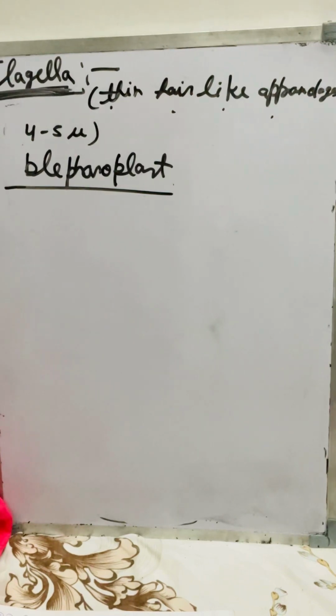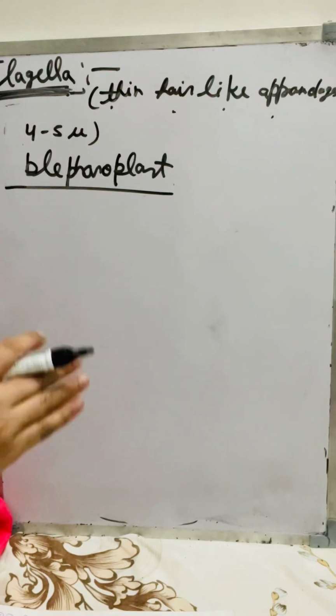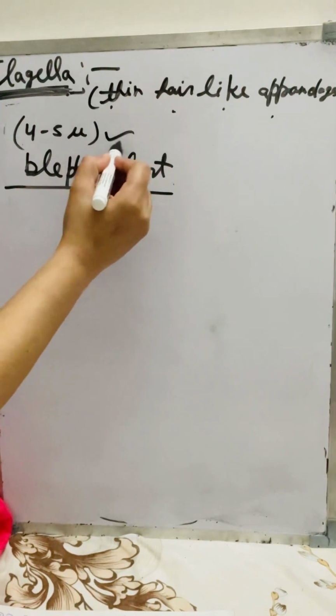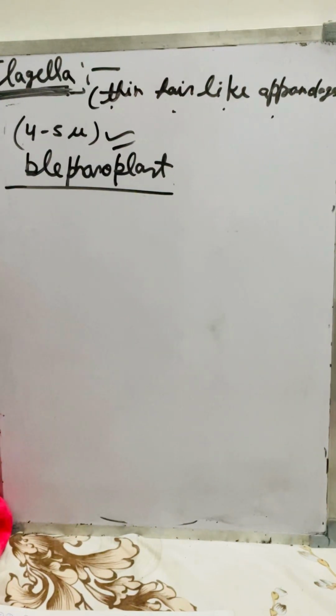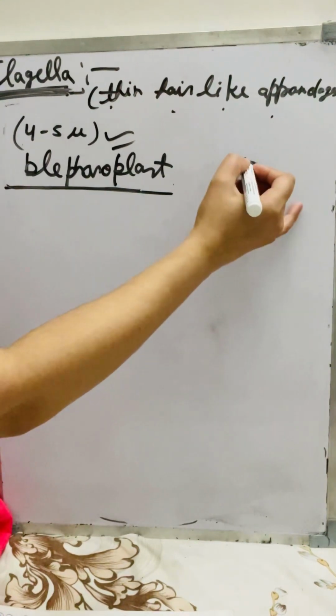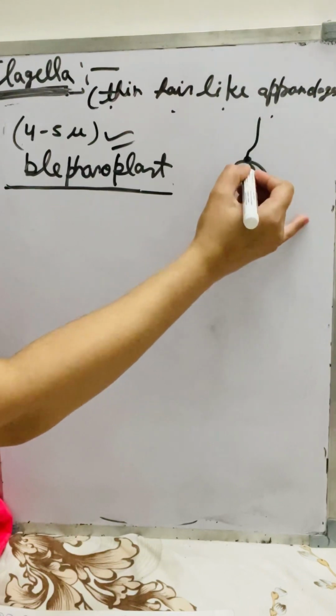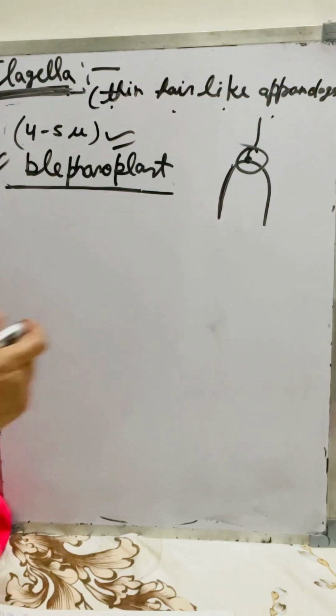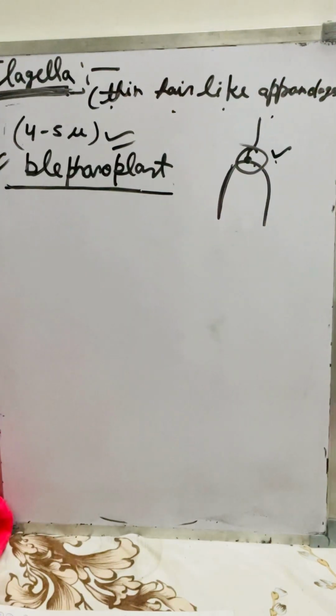So what is the function of flagella? Flagella mainly help for locomotion, for movement. On the basis of size, flagella length will be 4 to 5 micron. The point where the flagellum joins the base of the bacterium cell is called the blepharoplast.